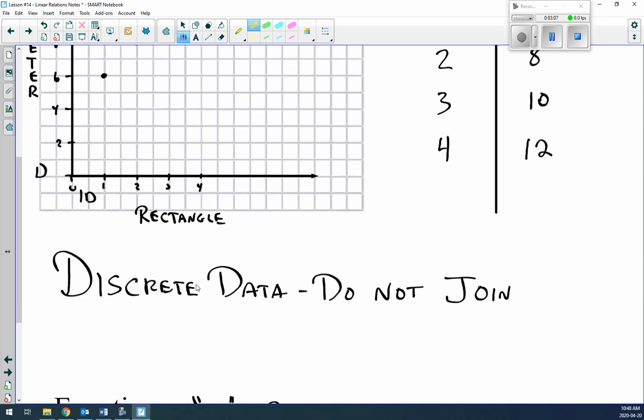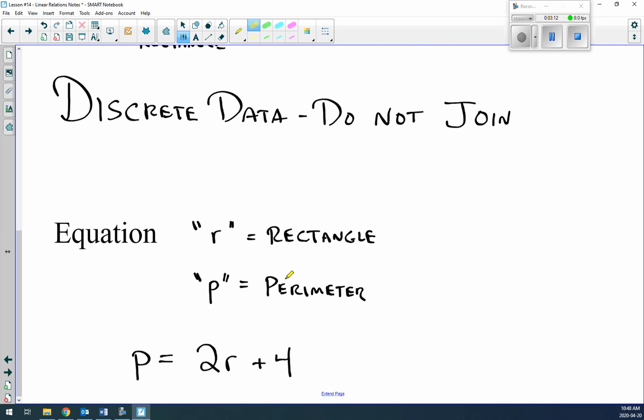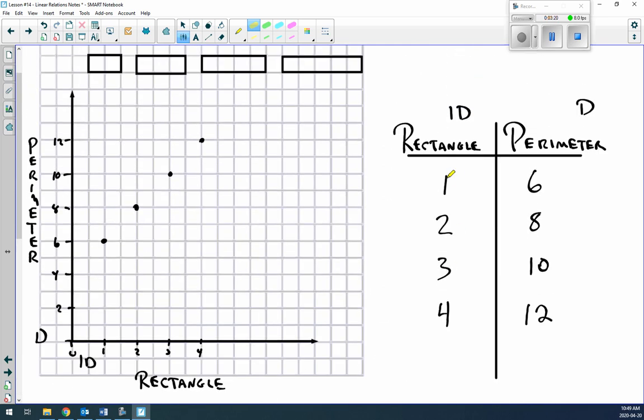And then what you can do is take that and turn it into an equation. So what we have here is R for rectangle, and P for the perimeter is 2 times the rectangle plus 4. So let's see if this works. So the first, rectangle number 1.